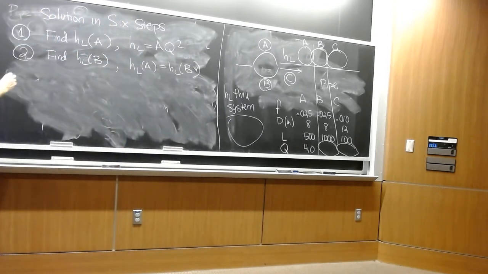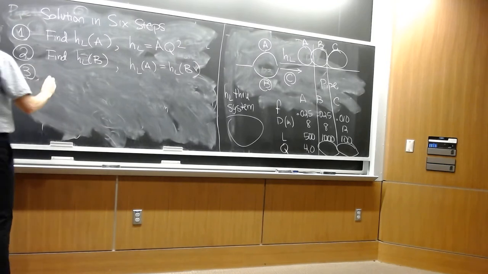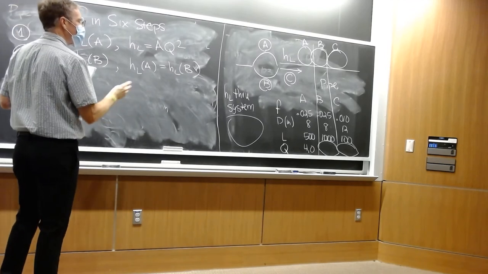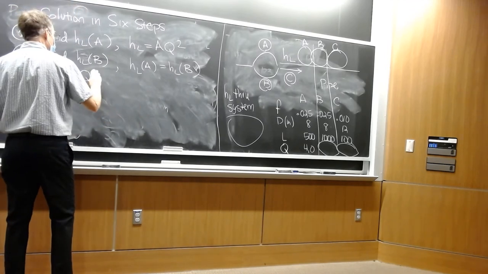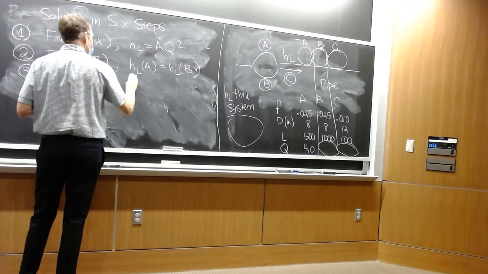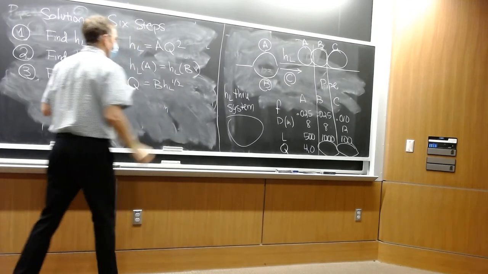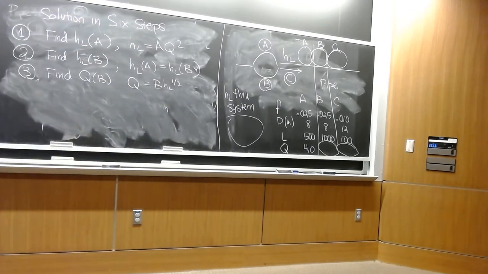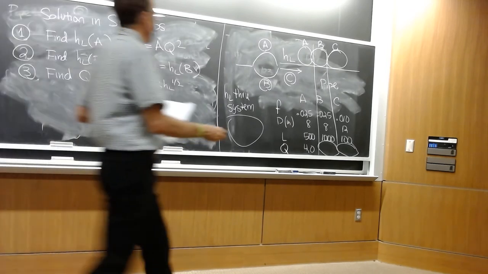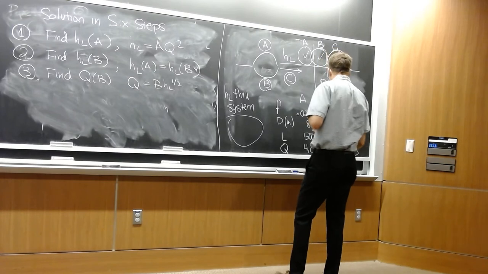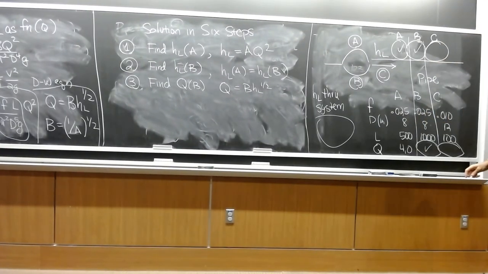Now we can do what you had suggested initially. Find the Q at B. All right. So we've got this, we've got that, we've got that. What next?